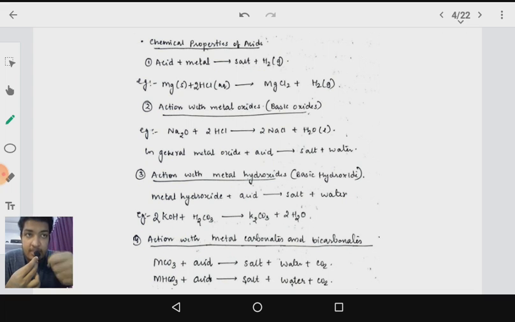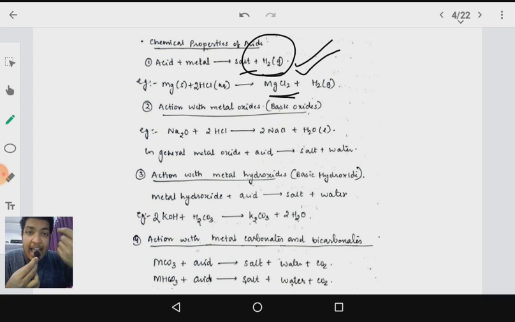A reaction is happening that results in the formation of salt, and you can also see bubbles coming out. Those bubbles are due to hydrogen gas. So the gas which is liberated when an acid reacts with a metal is hydrogen gas, and along with the formation of hydrogen gas there is formation of a salt. In the case of magnesium, the salt formed is magnesium chloride.